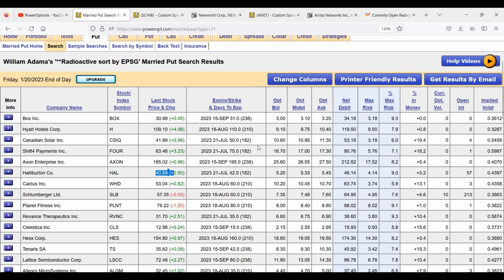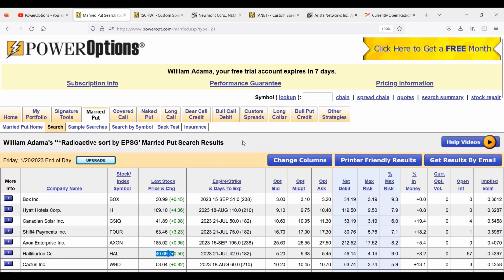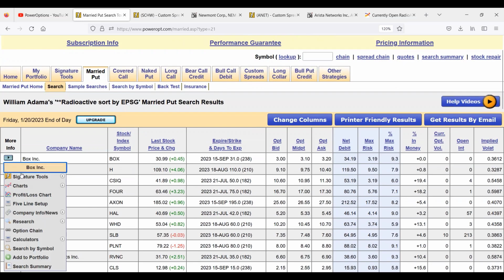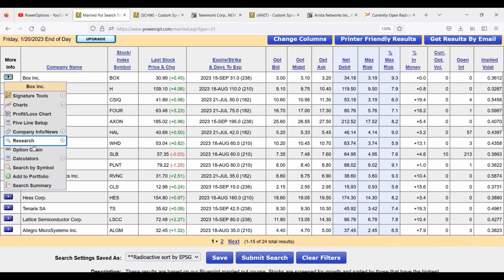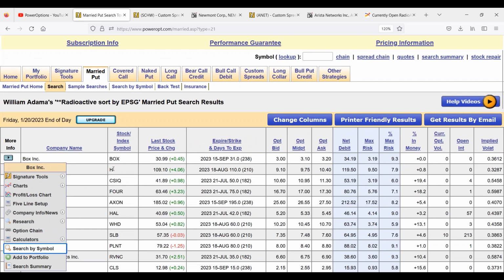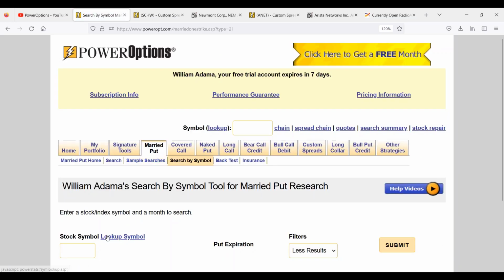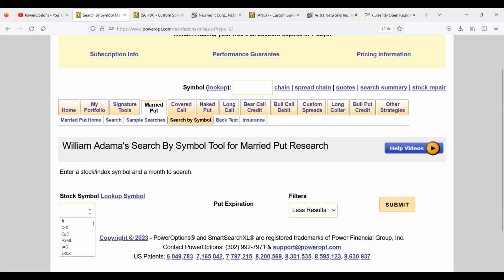Now, just an idea, and those of you who are trial members or subscribers, send me an email later to support@powerop.com or anytime next week, playing around with a little bit of a different view, a little bit of a different idea. It's not in the search tool, where, of course, we can do our link to the profit and loss chart, further research for the stock or the option, as I mentioned, what-if scenarios with the calculators tools, and so forth. But let's go to search by symbol, and I'm going to take CSIQ very quickly.